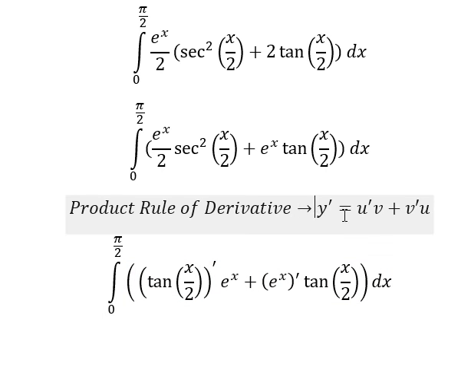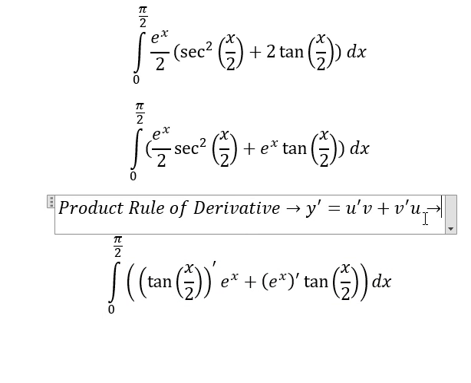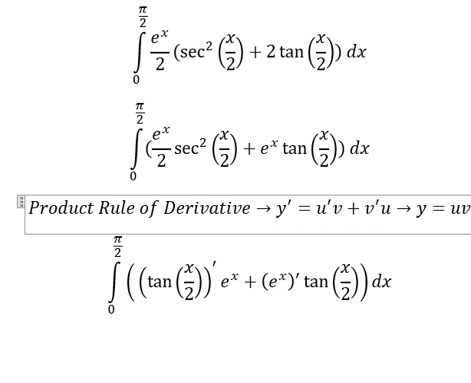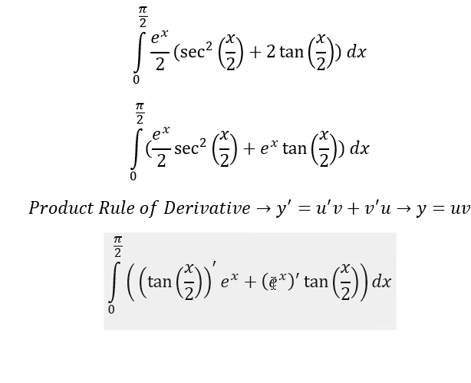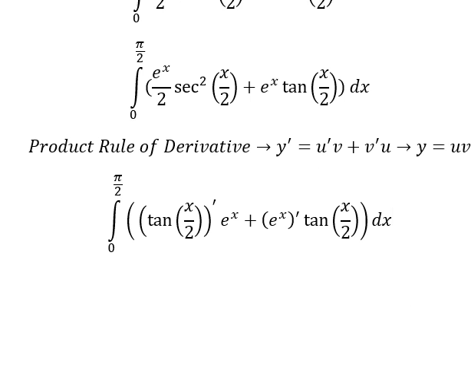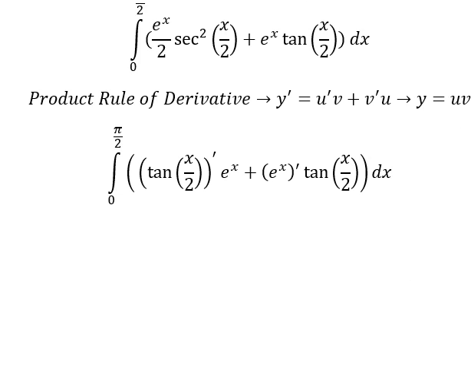So if we do this integration, then we go back to y equals uv. So if we do this integration, you will get e to the power of s tan of s over 2, and we have the bounds from 0 to b over 2.